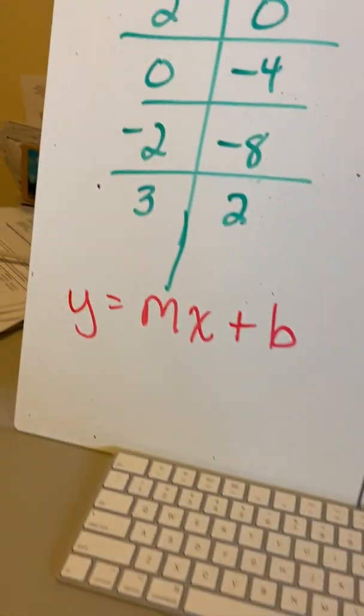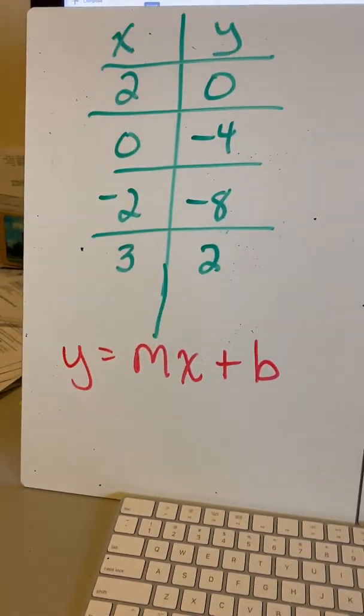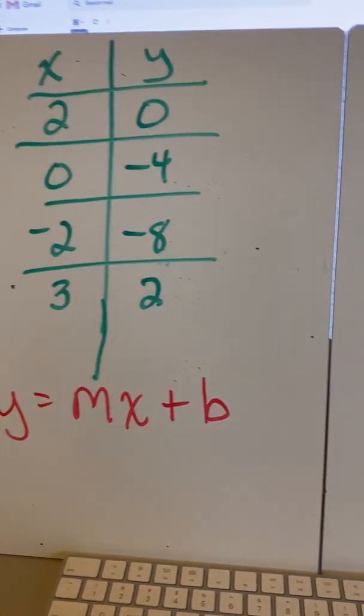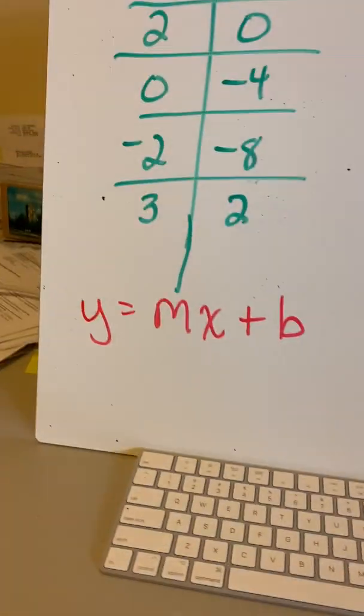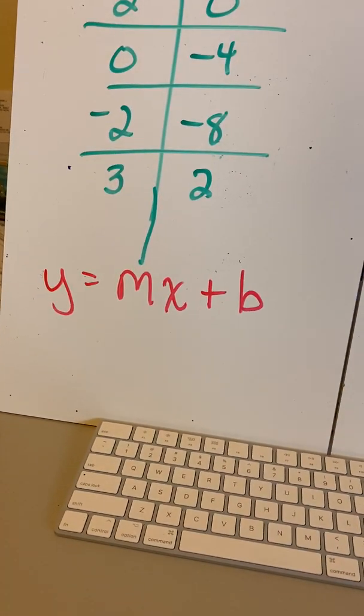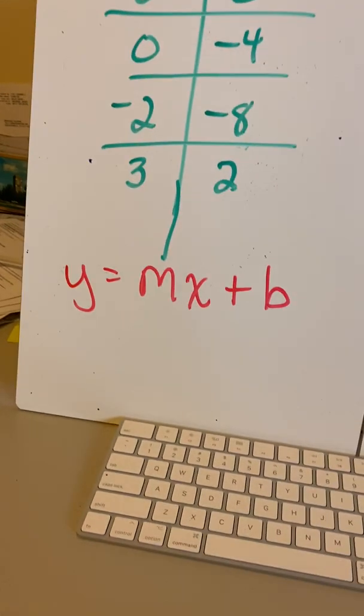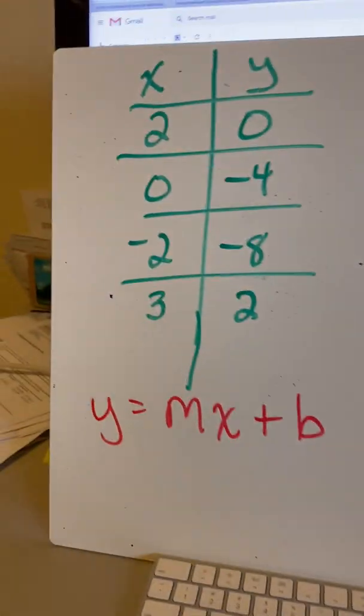All right. Some of you have asked questions about numbers 6 and 7. How do you write an equation from a chart? How do you write an equation from a graph? Let's start with the chart.